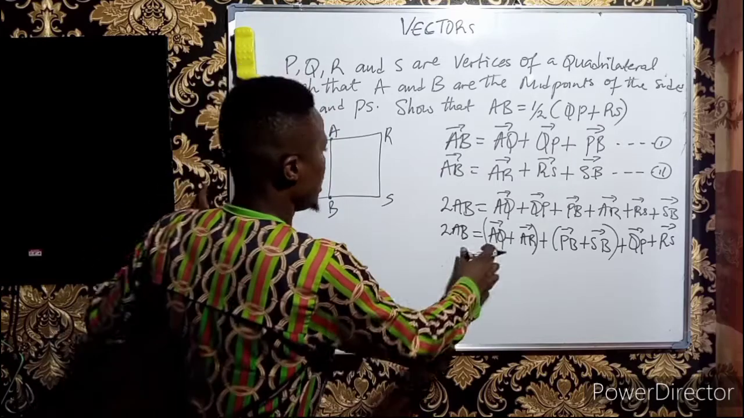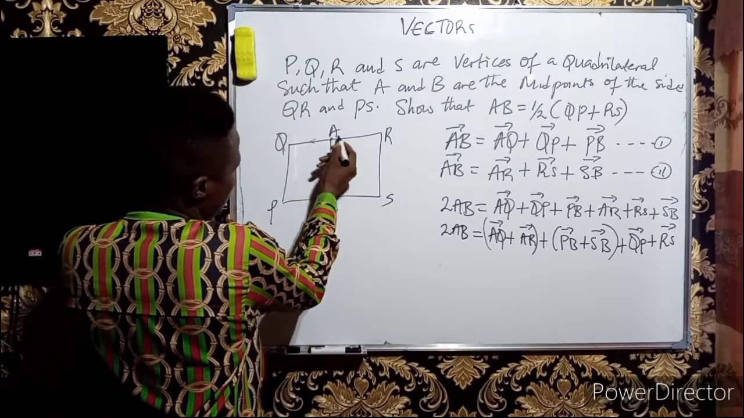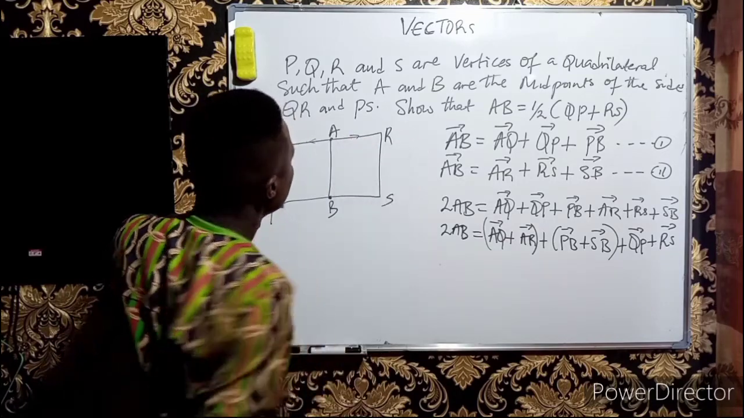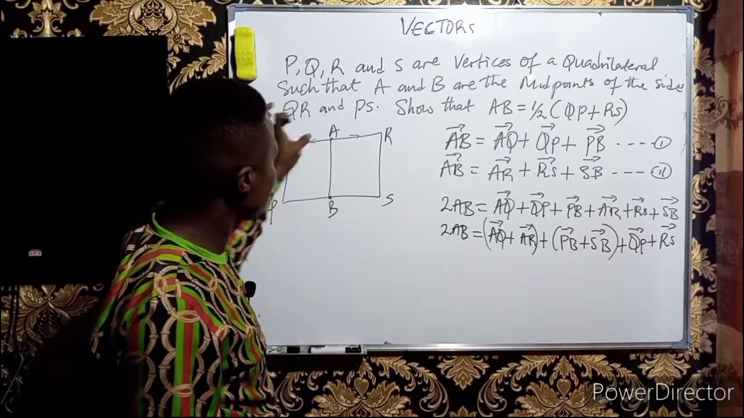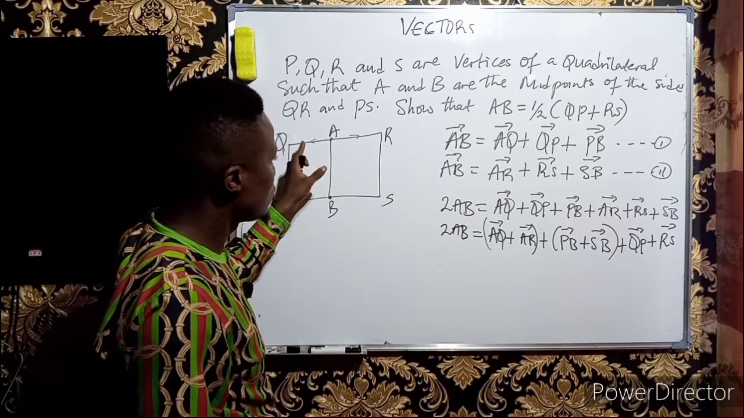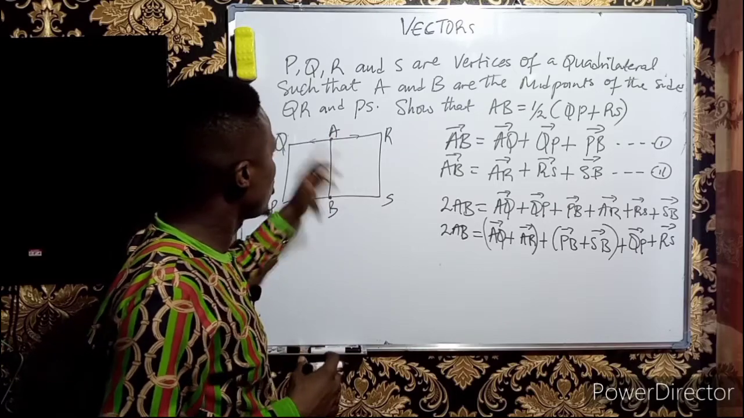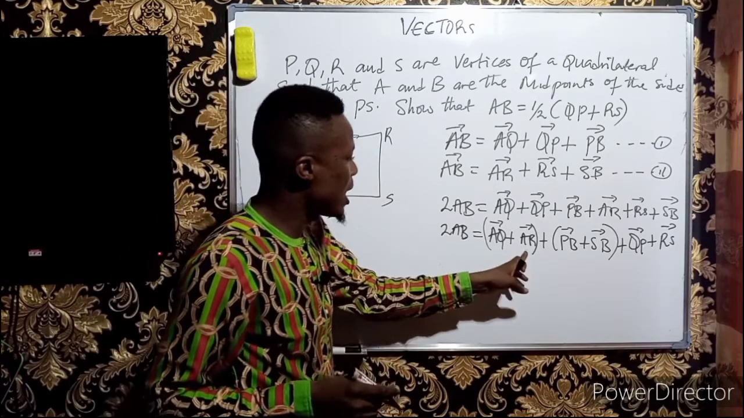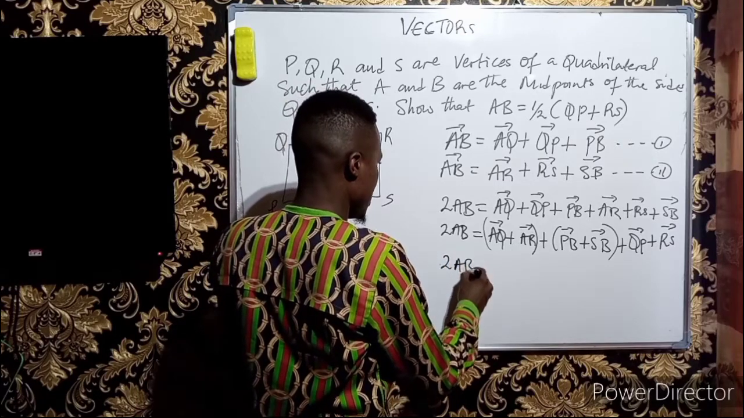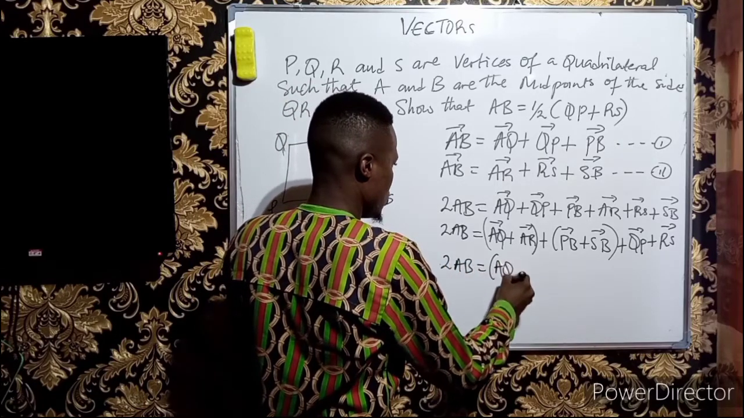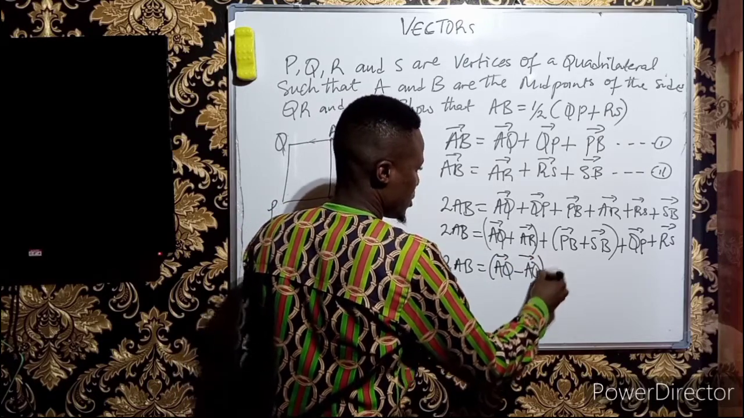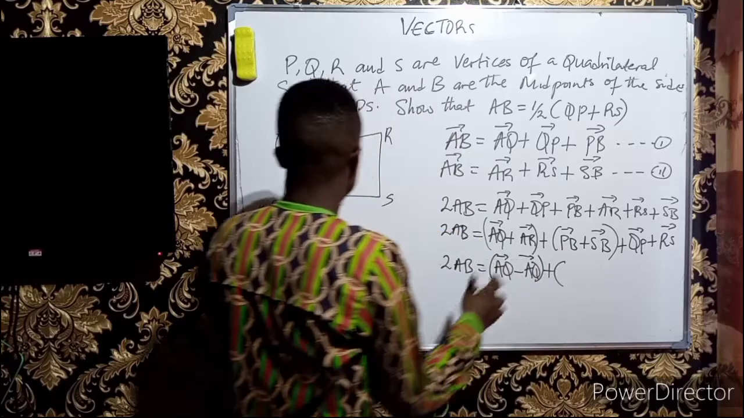AQ is going in this direction, while AR is going in this direction. So they are moving in opposite directions, but they are equal because we are told that A is the midpoint. So AQ is equal to AR, but they are going in opposite directions. Therefore, AR is just like negative AQ. Hence, I can write 2AB equals AQ minus AQ, because it's negative AQ, plus the same thing here.